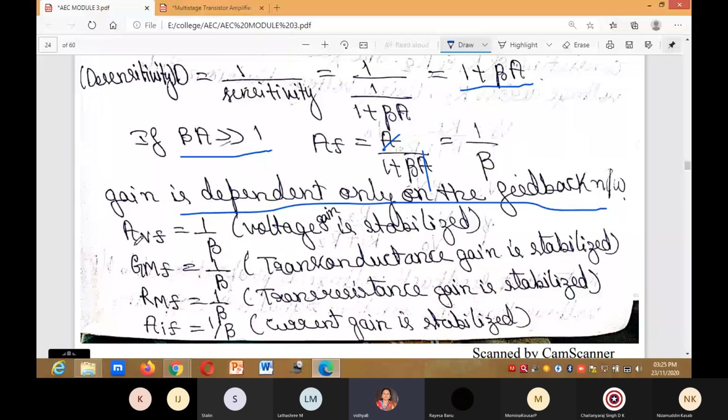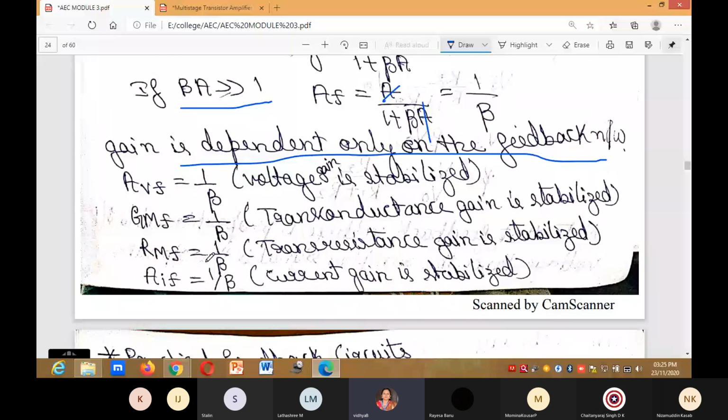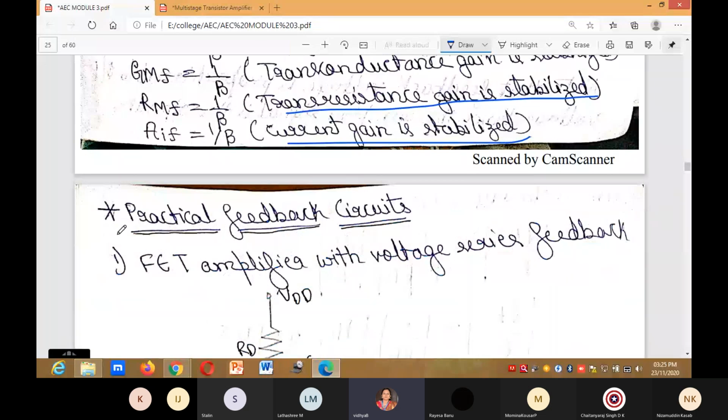AVF is equal to 1 divided by beta, that is, voltage gain is stabilized. GMF is equal to 1 divided by beta, transconductance gain is stabilized. RMF is equal to 1 divided by beta, transresistance gain is stabilized. AIF is equal to 1 divided by beta, current gain is stabilized. Okay, in the next class, I will explain the practical feedback circuits.